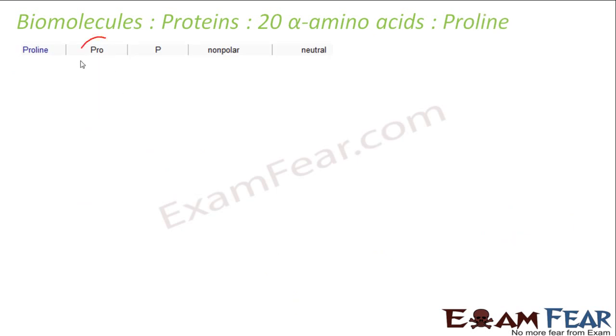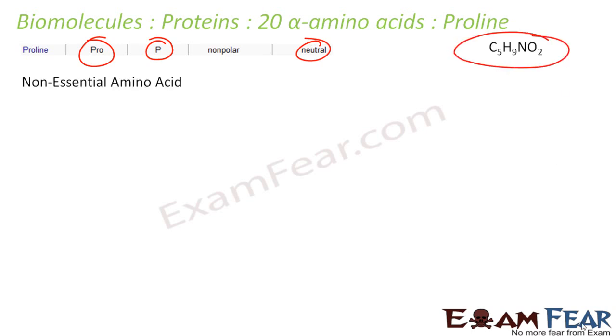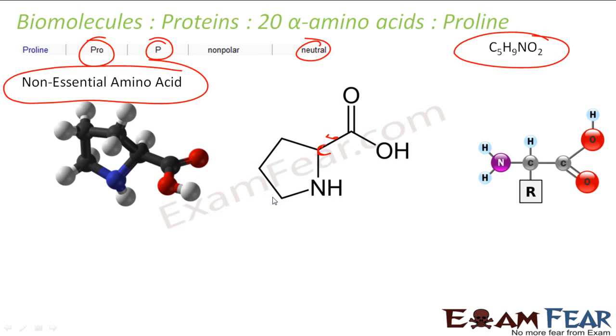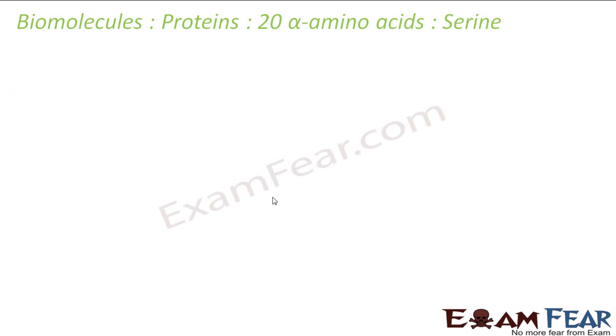The next is proline. PRO is the three letter. P is the single letter. It's also neutral. C5H9NO2 is the molecular formula. It's non-essential. The body can produce this. This is the structure. If you compare this, R is a little complex here. If you see, this is my NH. This is my alpha carbon. So this is my R, actually a little complex. It was first synthesized in 1900 by Richard Willstätter.